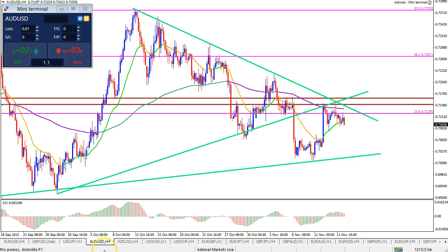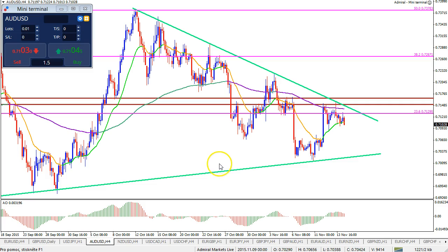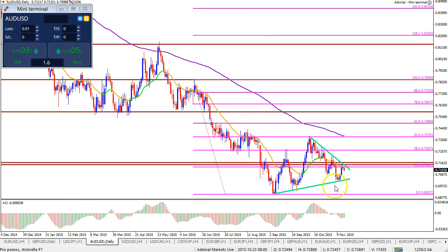All right, next on the list, AUDUSD is kind of in a triangle formation looking at this 4-hour chart, with a new support trendline and a new resistance trendline. Basically, with this chart pattern I'm looking for a break either to the downside below support or to the upside above resistance. We can see that a bit better here on the daily chart.